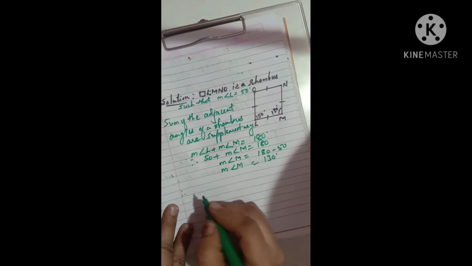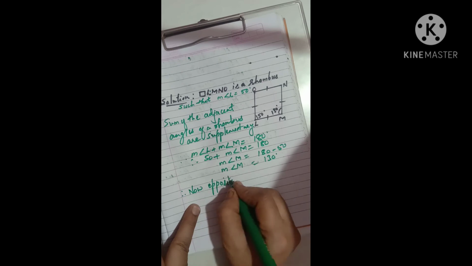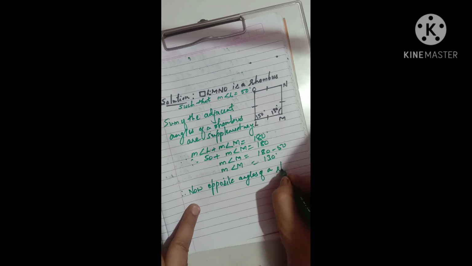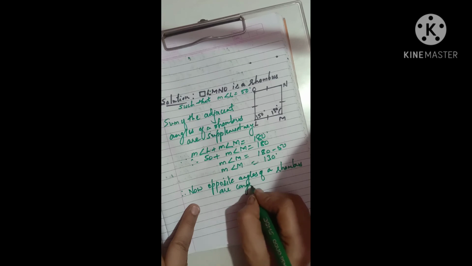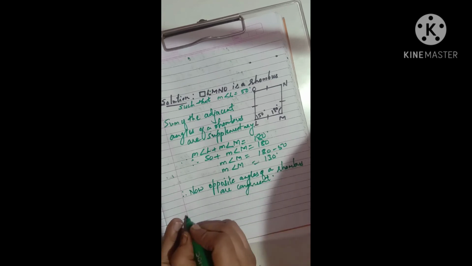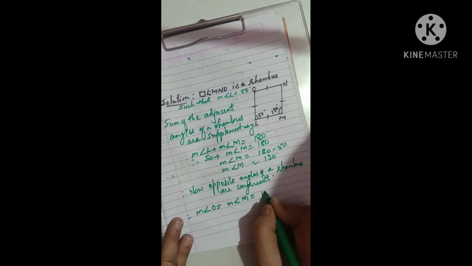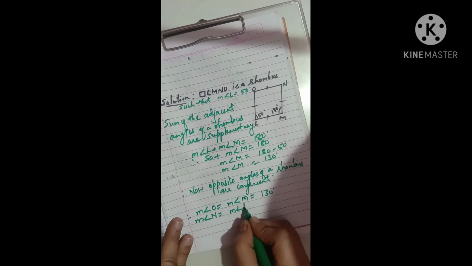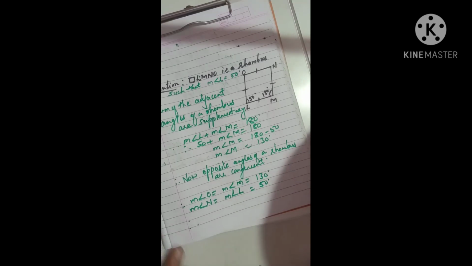Now opposite angles of a rhombus are congruent. Therefore, measure angle O is equal to measure angle M, that is equal to 130 degree. Measure angle N is equal to measure angle L, that is equal to 50 degree.